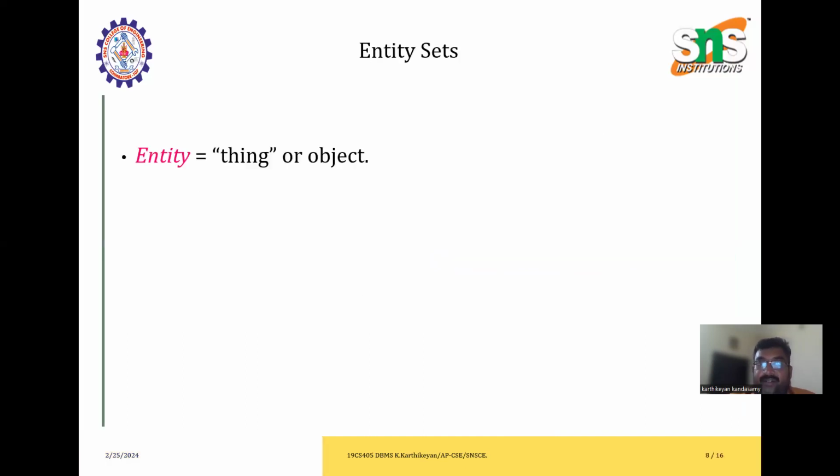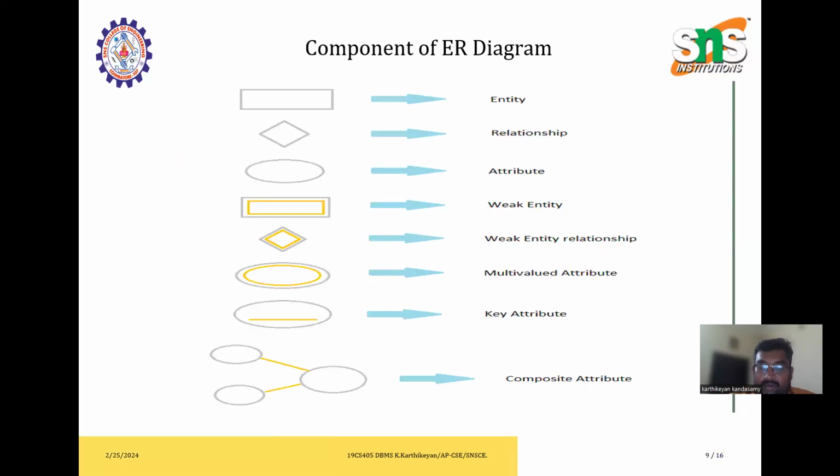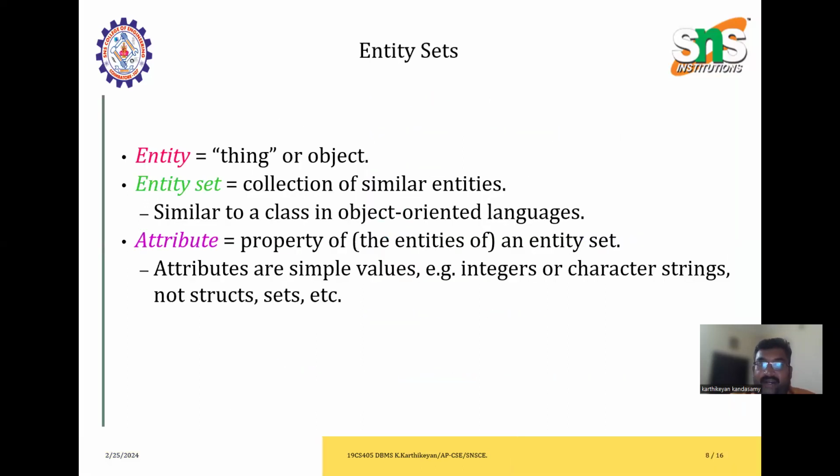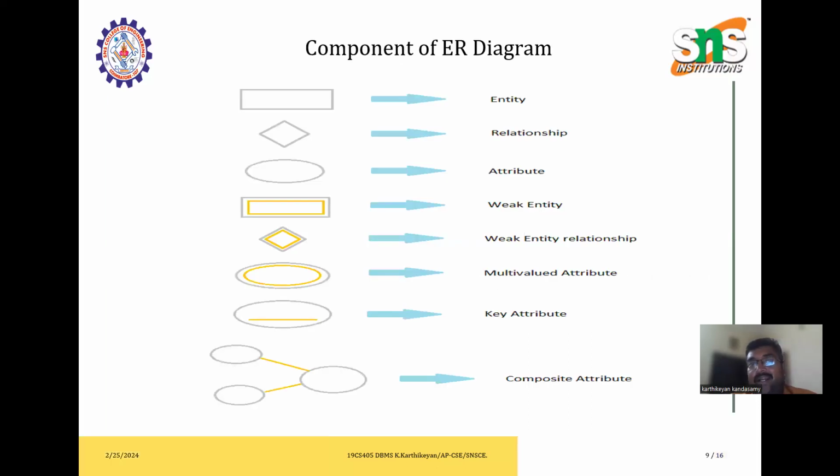So these are entity sets. An entity is a thing or object. An entity set is a collection of similar entities, like a class in object-oriented languages. An attribute is a property of an entity set. An attribute has a simple value, an integer or a characteristic, not a structure. This is a conceptual ER diagram of an entity, where an entity is defined by your name. This is a relationship between student and college, with student information and attributes, for example student name, address, or phone number.